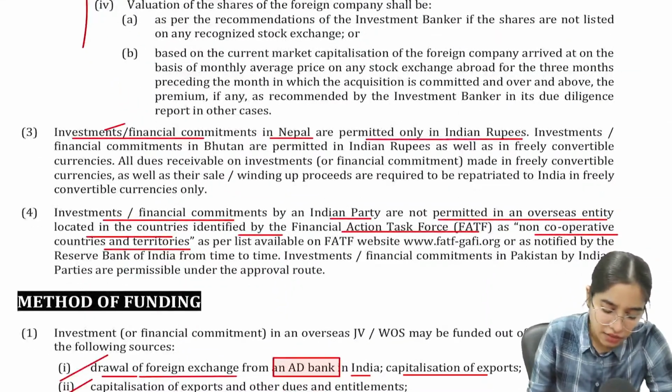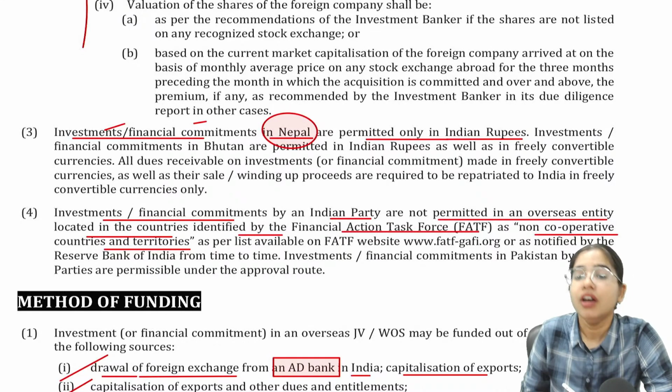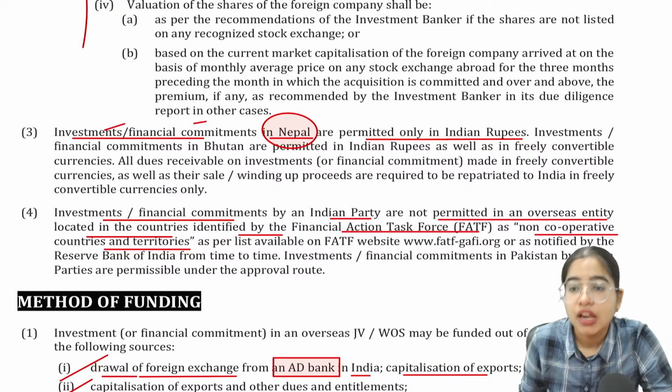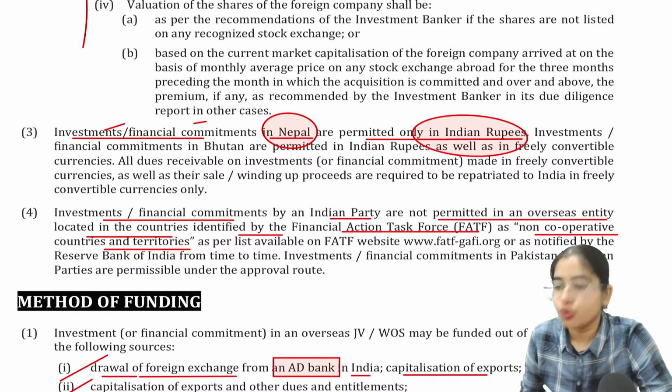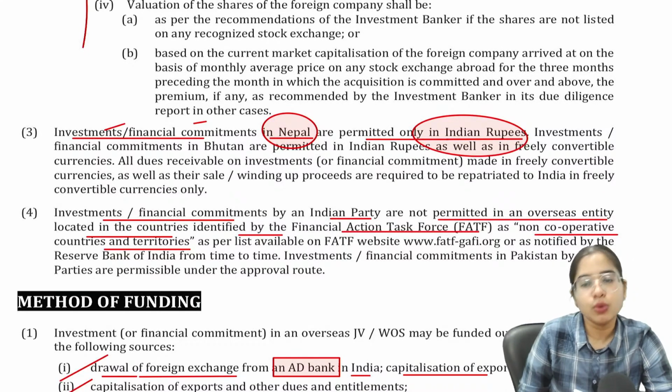Next is, if you are making investment or foreign commitments in Nepal, then that should be permitted only through Indian rupees. Their payment can be done only in Indian rupees.